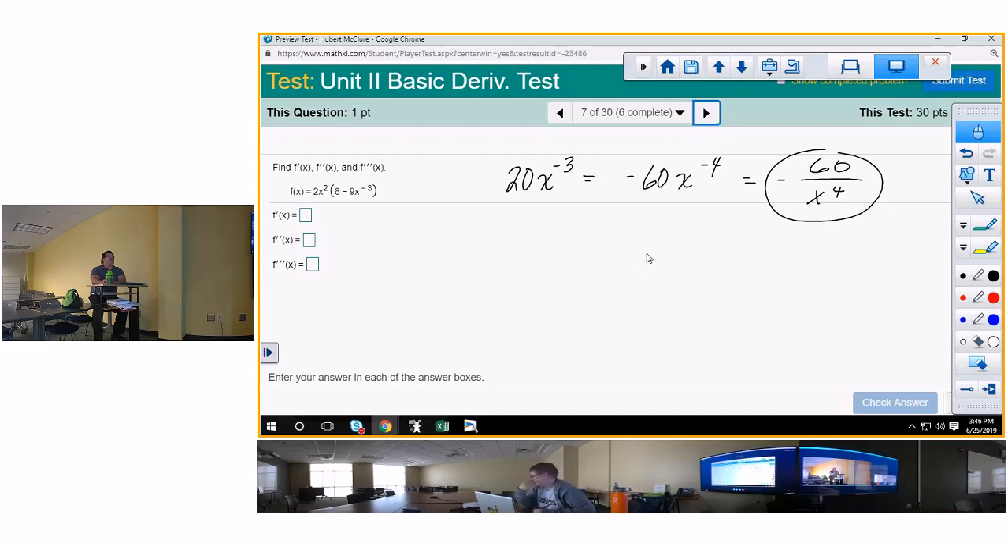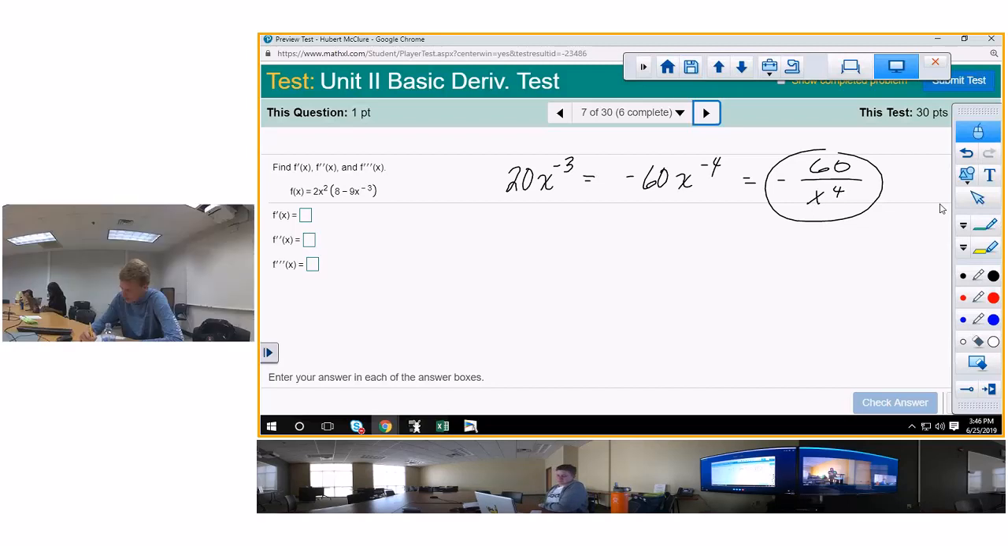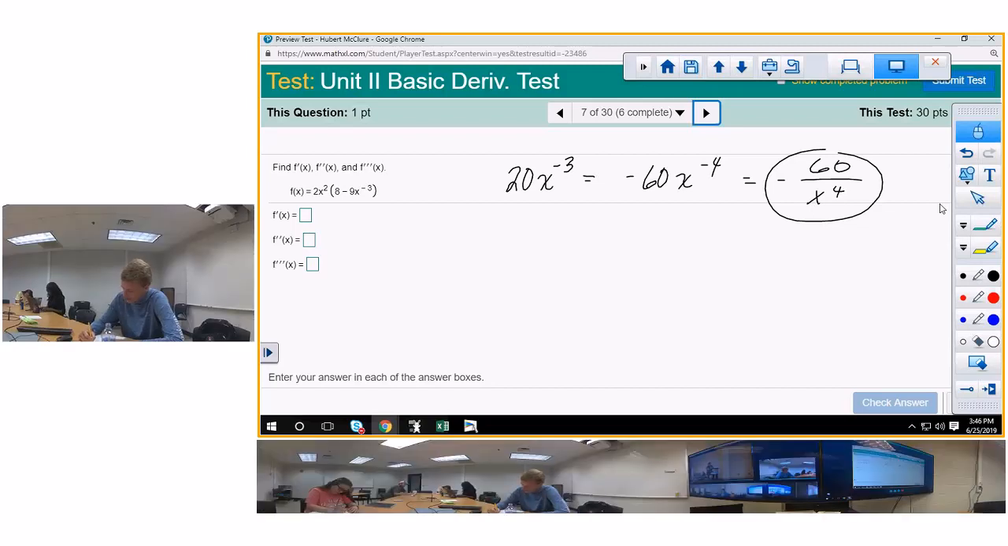All right, find the first derivative, the second derivative, find the speed, the acceleration, and the jerk. Oh my gosh, we've got to use the product rule here. I'm going to let y'all work on this one.